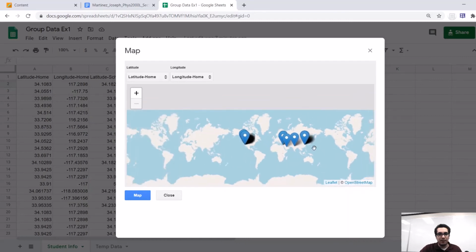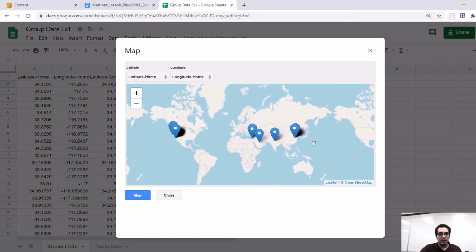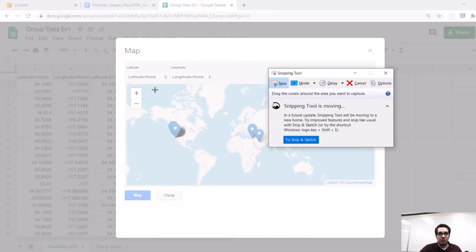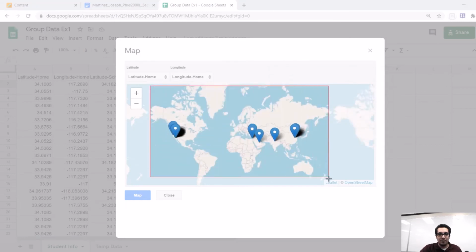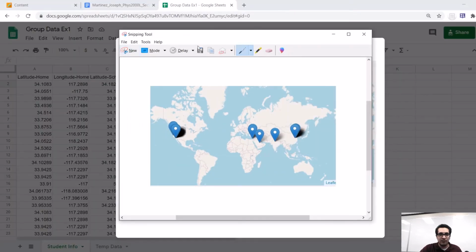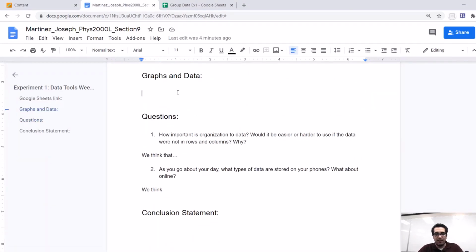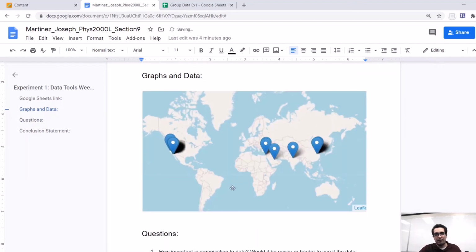And this is something that we might want to include in our lab notebook. So what I'm going to do is I'm going to just make a screenshot of this, and I'm going to add it to the lab notebook. So I'm going to take a screenshot, and you can use the snipping tool in Google or whatever to do it. I'm just going to include that under graphs and data. So now I have a nice little map of where the longitude and latitudes of people's hometowns are.